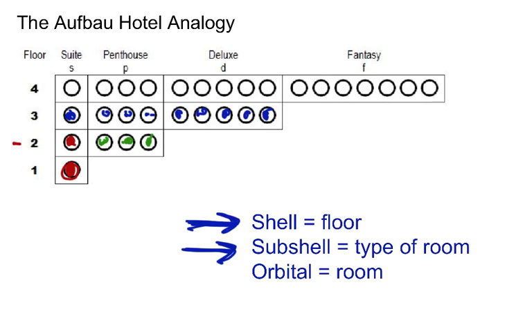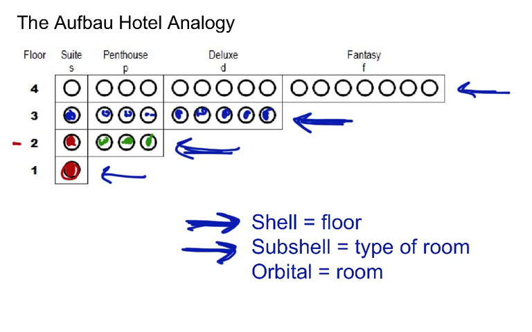So on our first floor, there's only one type of room. It's a suite. On our second floor, there are two types of room: a suite and a penthouse. When you get to the third floor, there are 3 types of rooms: suite, penthouse, and deluxe. On the fourth floor, we get suite, penthouse, deluxe, and the fantasy rooms. When we get to level 5, there are going to be 5 types of rooms. 6 will have 6 types of rooms. 7 will have 7 types of rooms.